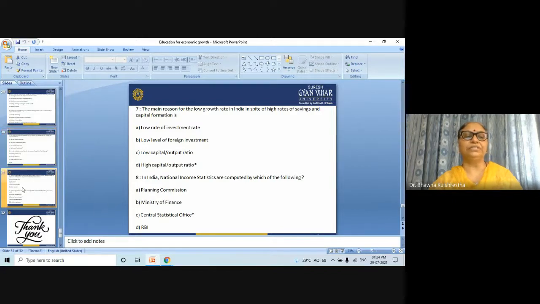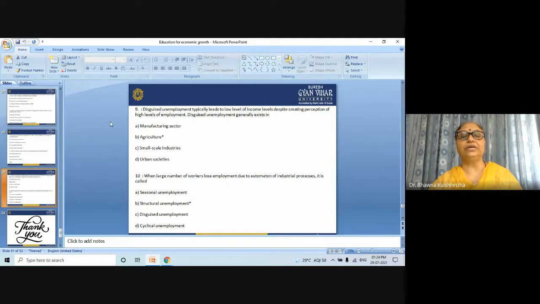And the next question: disguised unemployment typically leads to low levels of income despite creating the perception of high levels of employment. Disguised unemployment generally exists in the manufacturing sector, agriculture, small scale industries, or urban societies. The answer to this question is agriculture.